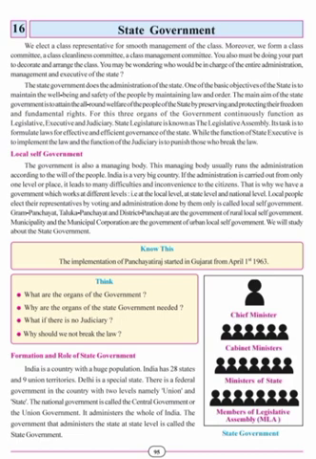There is a federal government in the country with two levels, namely union and state. The national government is called the central government or the union government. It administers the whole of India. The government that administers the state at state level is called the state government.